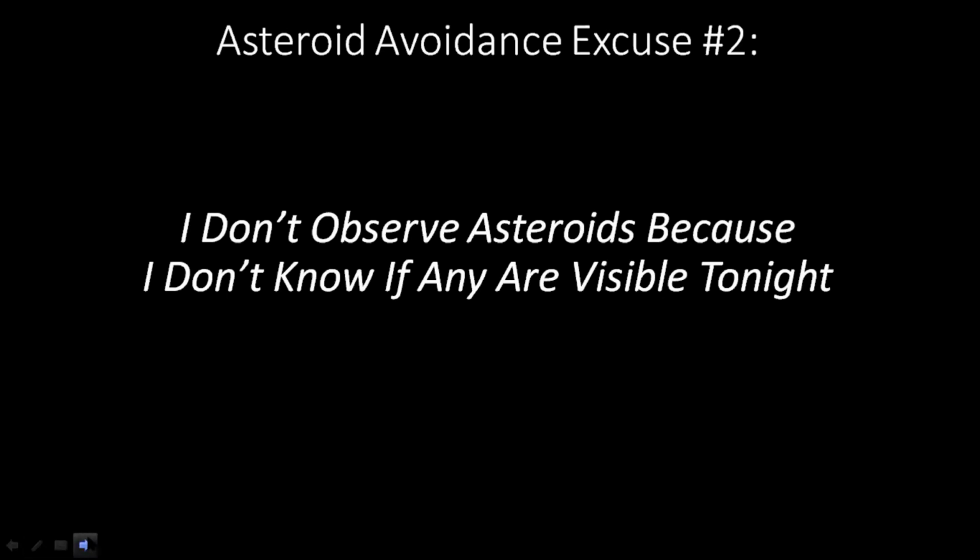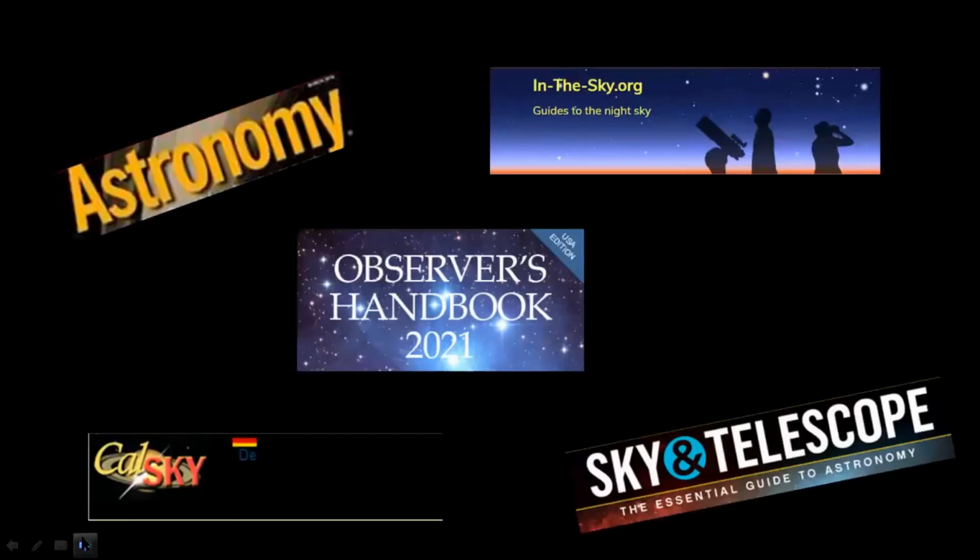Well, there's a 3-word answer to that question. Can you read? Because if you can read, you can find out whether any asteroids are visible tonight from where you're sitting. You can get that from books like the Observer's Handbook. You can get it from magazines like Astronomy and sometimes Sky and Telescope. And if you don't have the book and didn't buy the magazine this month, you can go online and get it from inthesky.org. And up until a month ago, you could also get it from another site called CalSky.